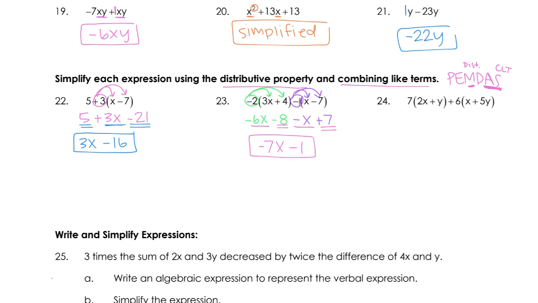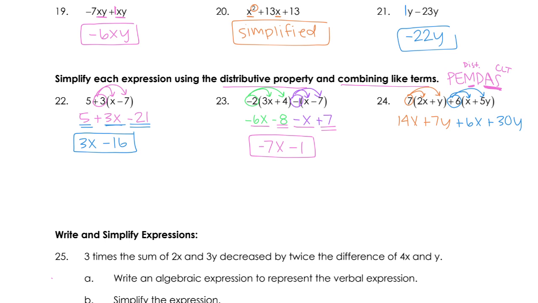On 24, it's very similar to 23, so we're going to distribute the 7 to 2x and to y, but notice the parentheses end. I didn't really stress this on 23. The parentheses end after the y, so the 7 doesn't get distributed to everything, just the parentheses it's next to. So 7 times 2x would be 14x, 7 times y would be plus 7y, and then we have 6, and it's a positive 6, times x would be plus 6x, 6 times 5y would be plus 30y.